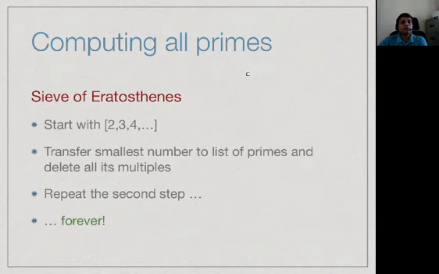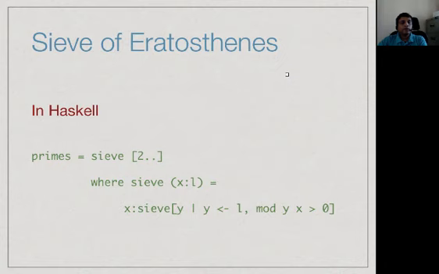Here is a more interesting example. In school, you may have read of the Sieve of Eratosthenes, which is a procedure for generating all the primes. The procedure says start with an infinite list, 2, 3, 4, etc. Take the smallest number on the list and delete all its multiples and keep doing this. Now this doesn't look like a very efficient or effective way to generate all the primes, but in fact you can program this in Haskell. Here is a 3-line Haskell program which implements the Sieve of Eratosthenes.